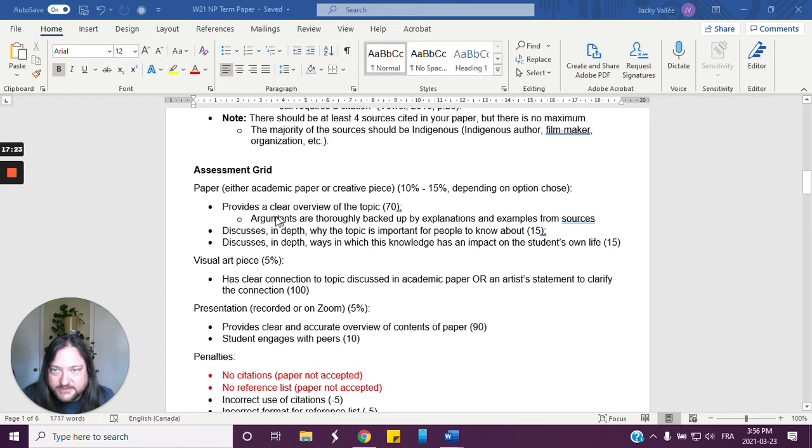So regardless, whether it's an academic paper or a creative piece, your paper has to provide a clear overview of the topic, and that's worth most of your paper, 70%. So your arguments are backed up by explanations and examples from the sources. This means that you wouldn't just make a general statement and not give backup from your sources. Okay, this is a very important skill. Even when we're thinking of Indigenous knowledge, it can look different in the way that it's done, but you do need to avoid just making generalizations without giving some kind of meat to it.